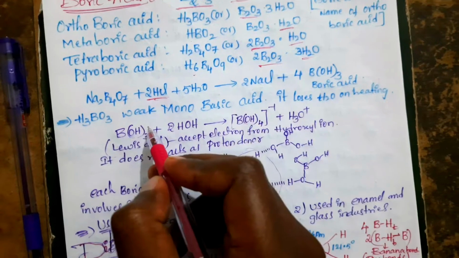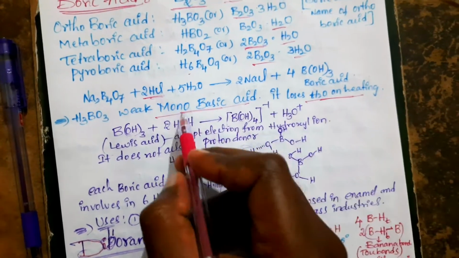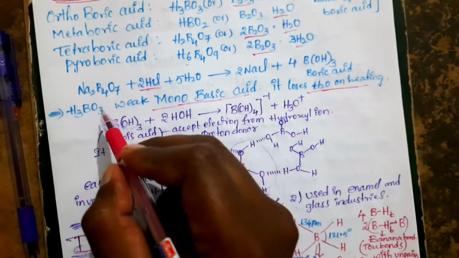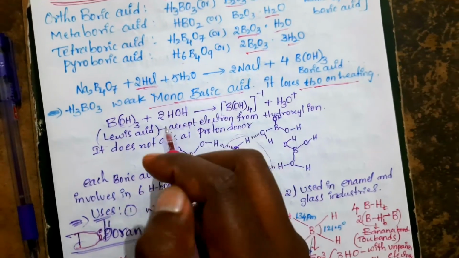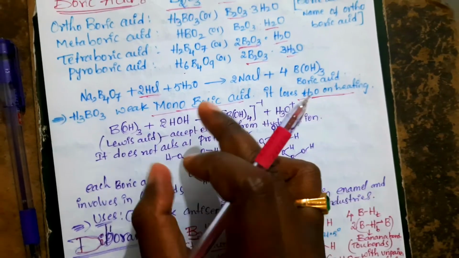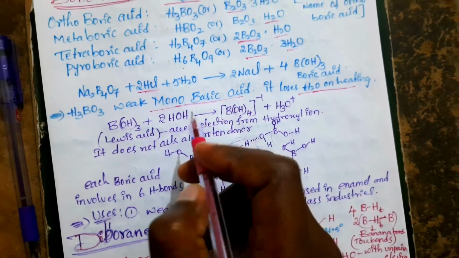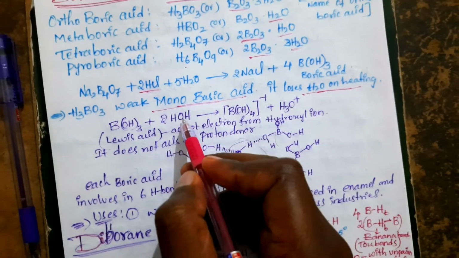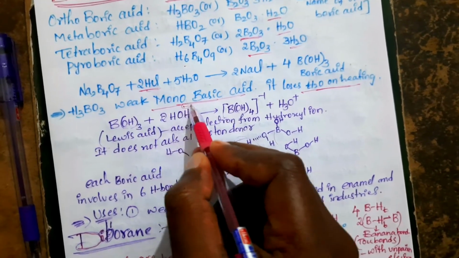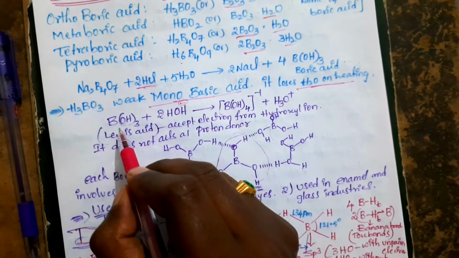This boric acid is a weak monobasic acid. It loses water molecules on heating. But on hydrolysis, it does not accept a proton; instead it accepts an OH- ion, that is, it accepts an electron pair. So it is an electron pair acceptor.